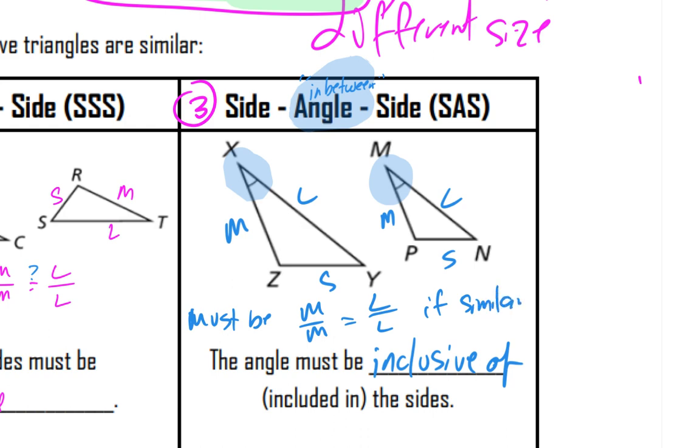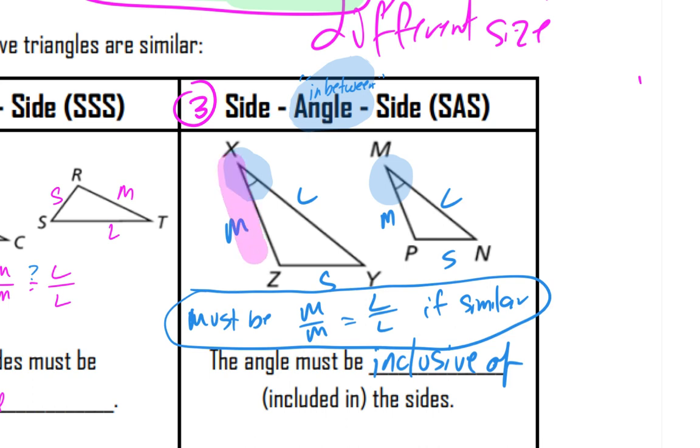For them to be similar, I have to have the combination of the angle and the sides being proportional. So the sides that are inclusive of the angle, if that makes sense. The angle has to be in between. The angle can't be one of these sides. It has to be in between that.